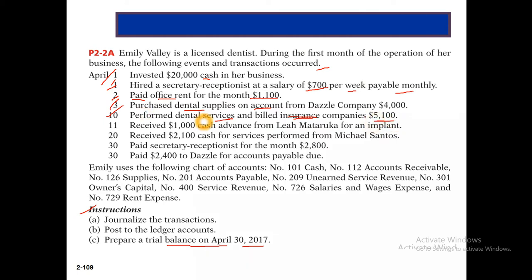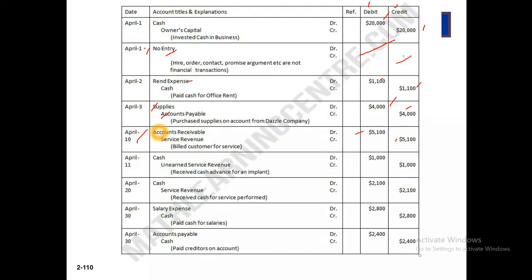So for service, the service must be credit, but we couldn't get any cash here. So this is accounts receivable. So for this transaction, accounts receivable, that means later we will get this figure. So accounts receivable will be debit and service revenue will be credit.